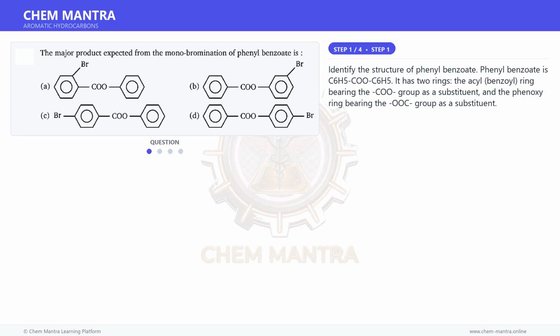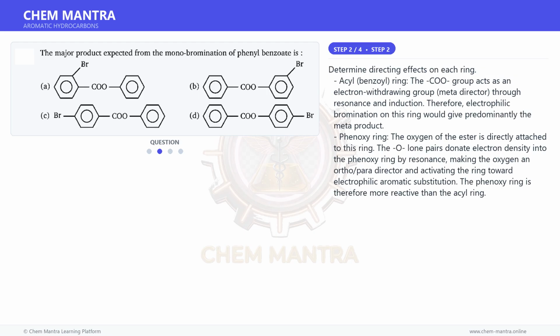Phenyl benzoate is C6H5COOC6H5. It has two rings, the acyl, benzoyl, ring bearing the COO group as a substituent, and the phenoxy ring bearing the OC group as a substituent. Moving on to the next step.